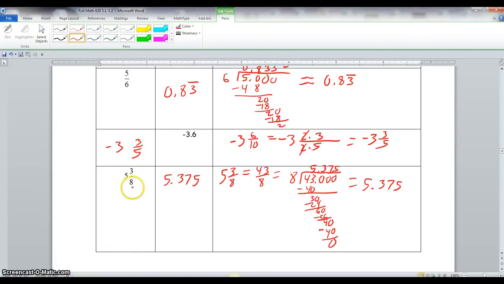Now, we have 5 3/8 that we want to change to be a decimal.